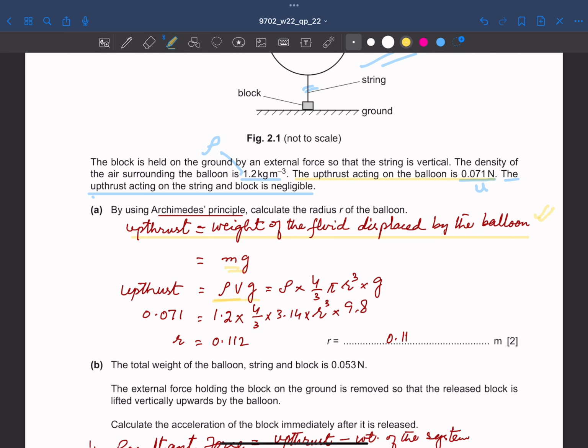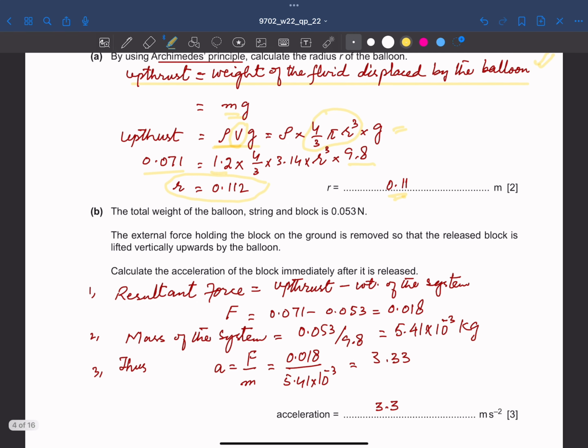Over here they have given you the radius, so you have to change this volume term. 4 over 3 pi r cubed is the formula for your spherical body or balloon, and g of course is the acceleration due to gravity. They have given you the upthrust, the density is given, g is already here, and when you do the calculation for r, you will get this result, which is 0.11. I think it's better that you try the calculation yourself and verify that whatever I have written here is okay or not.